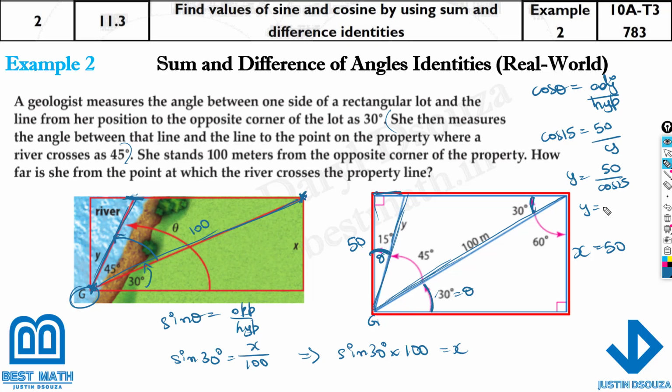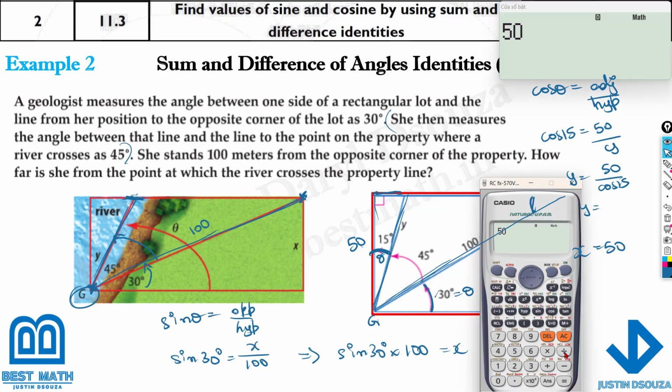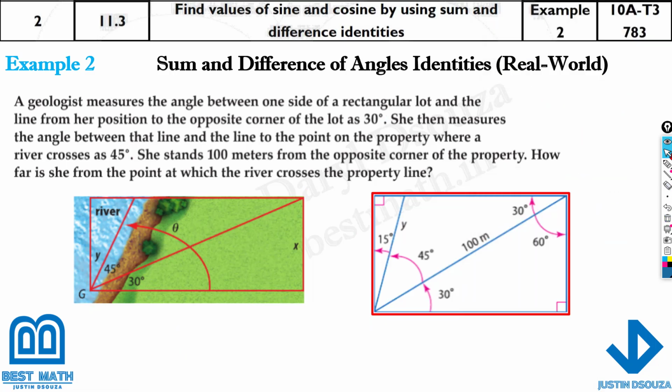Let's look at what the y value is. Let's use our calculators. Over here you have to do 50 divided by, or you can use the fraction symbol, cosine 15 degrees. Now it's in degree mode, so I'll just write cosine 15, and this is the answer, but this will not be in your options. I think it'll be in decimal. It's 51.76. That's the final answer. That is the distance for the geologist to the point on the river. So 51.76 is the correct answer.